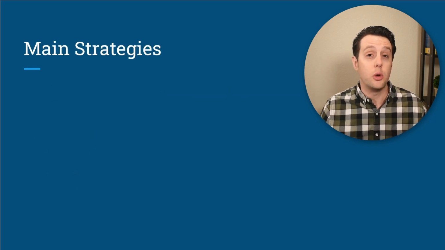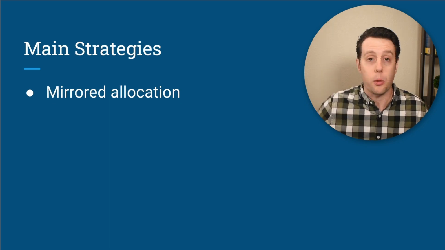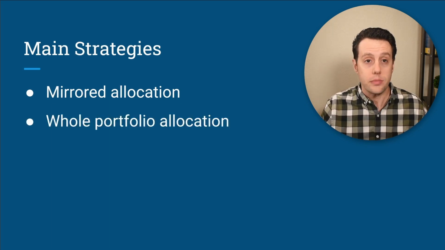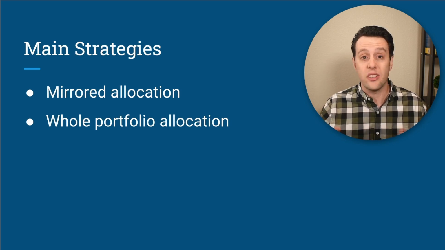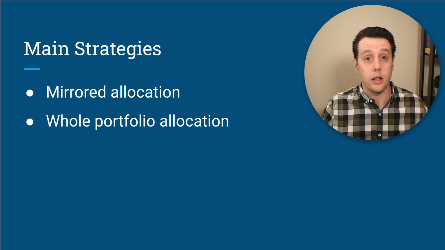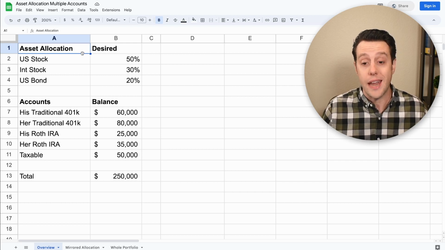We're going to talk about two of the main asset allocation strategies across multiple accounts. The first is a mirrored allocation, which is where you just mirror your portfolio in each account. And the other one is a whole portfolio allocation, where you just consider the allocation across your entire portfolio. We're going to look at a couple examples of these. I've created this spreadsheet, which I'll link below. There's some fields in this you can edit.